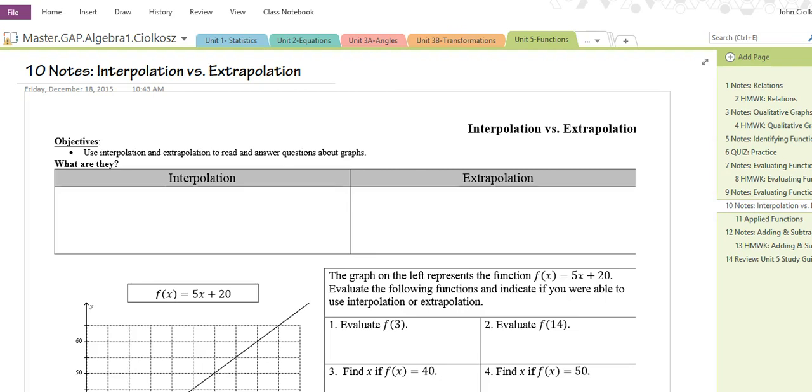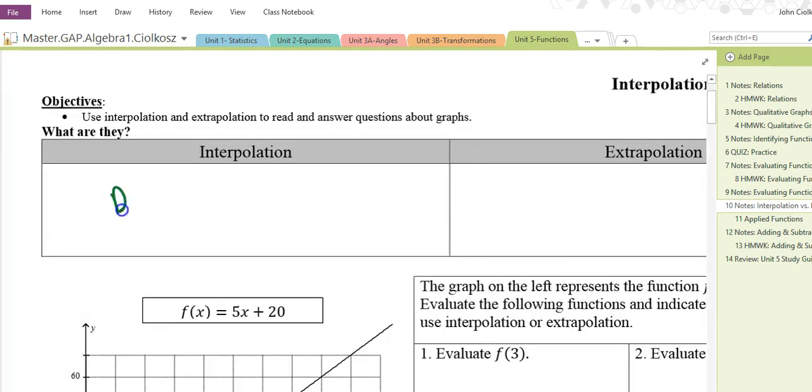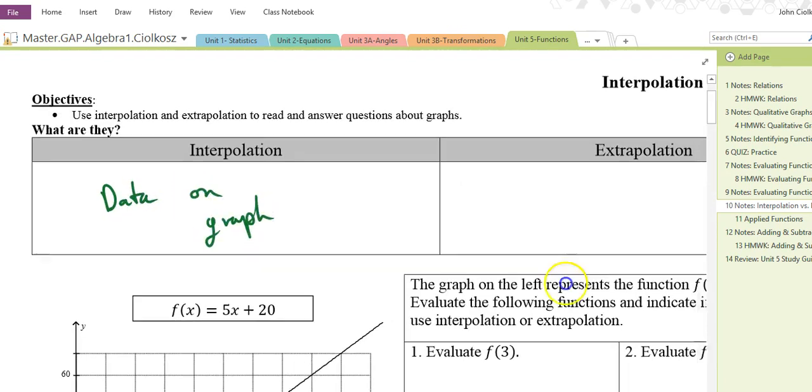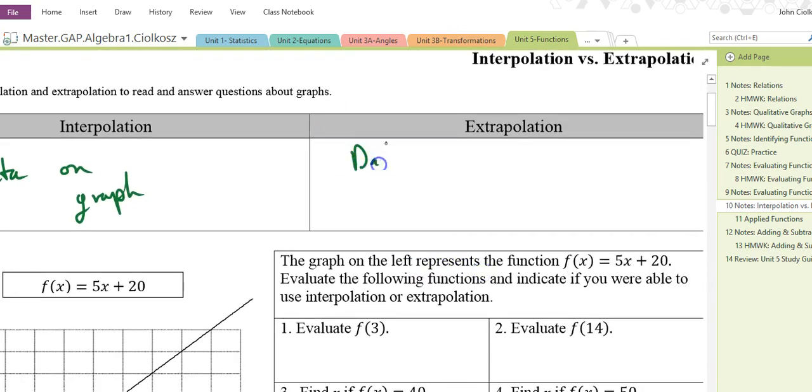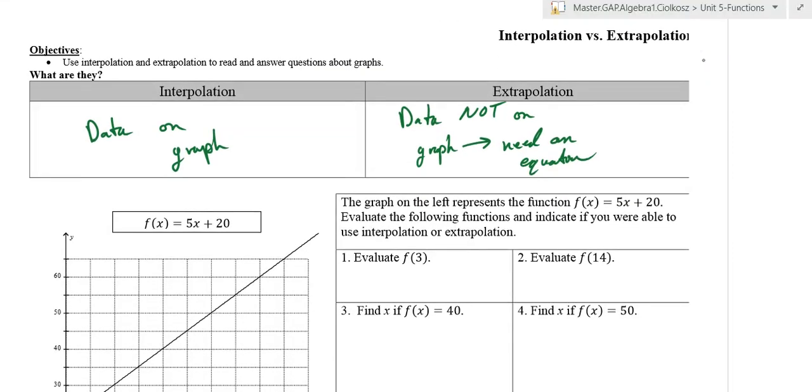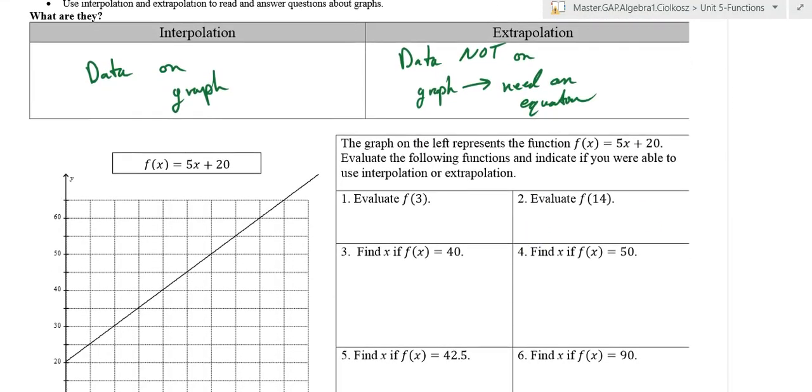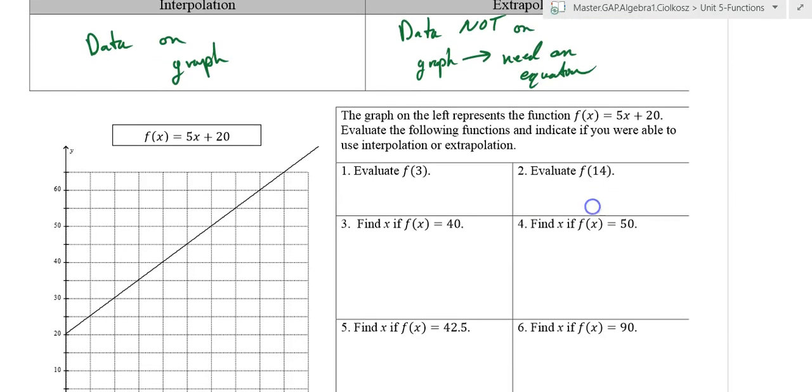Interpolation versus extrapolation. Interpolation, data on graph. Extrapolation, data not on graph. For extrapolation, we need an equation. So let's try to make that a little more sensible with some examples. Alright, so we're going to evaluate these points, and then decide if it's interpolation, which I'm going to label as I, or extrapolation, which I'm just going to call E.